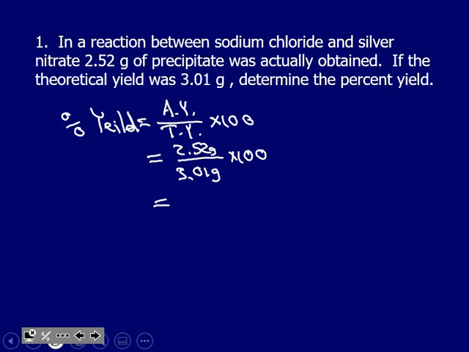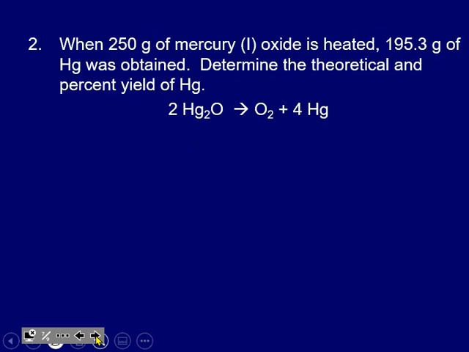Kaylee, what do you got? 83.7%. Ooh, we're off to a roaring start here on Friday's lesson. We just did a percentage. All right. Good. Now let's review some stoichiometry and then stick a percentage on the end of it.